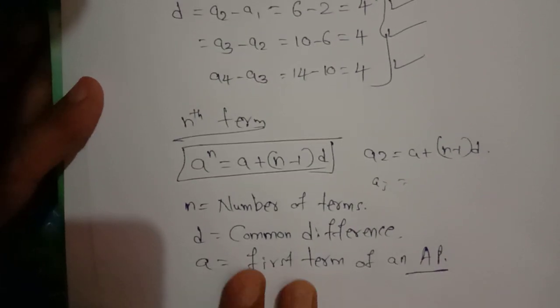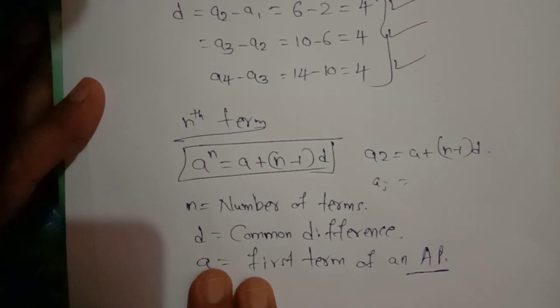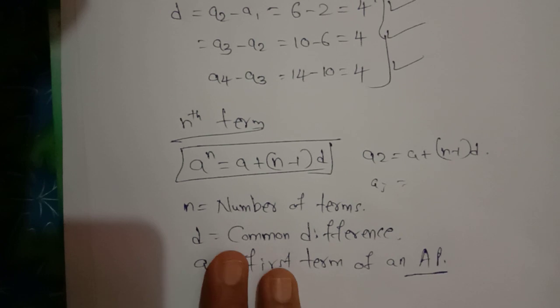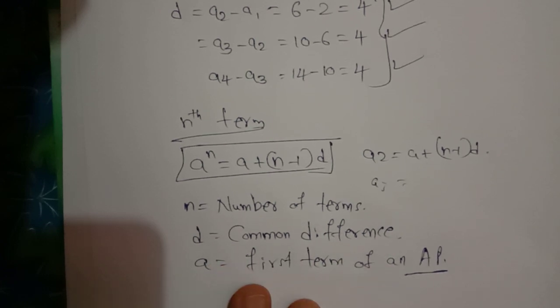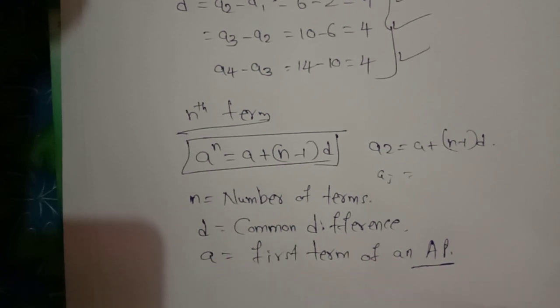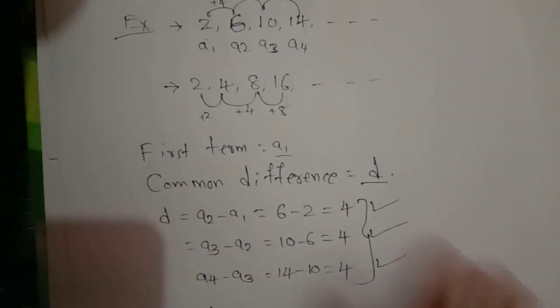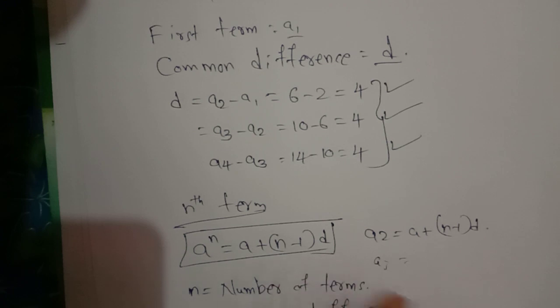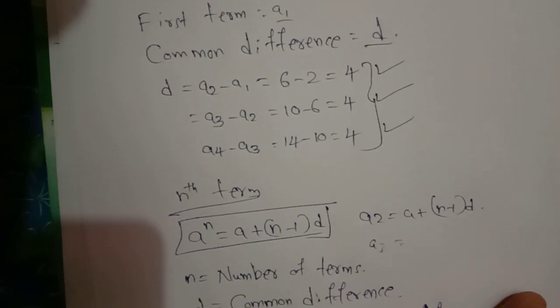N, D and A we have to remember. N means here number of the terms, D means common difference, A means first term of an AP. Already I have showed you how to do this one. I think you have understood this concept. Let us see about the next one.